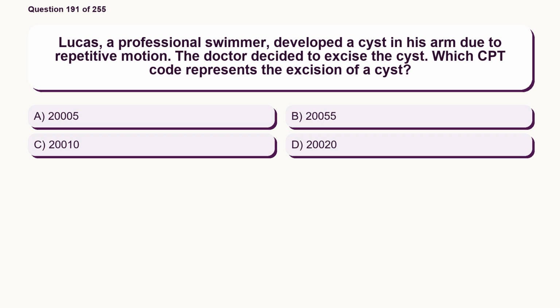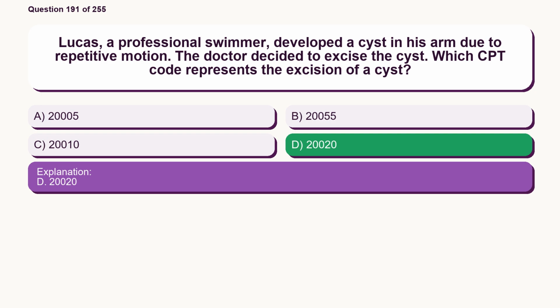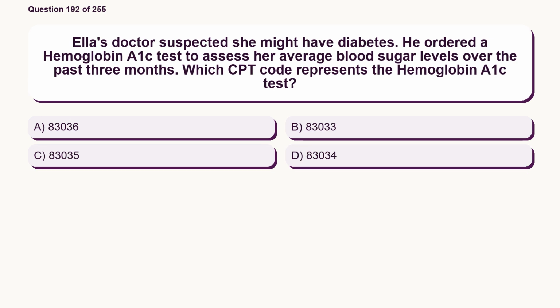Question 191. Lucas, a professional swimmer, developed a cyst in his arm due to repetitive motion. The doctor decided to excise the cyst. Which CPT code represents the excision of a cyst? Option A. 20,005. Option B. 20,055. Option C. 20,010. Option D. 20,020. The correct answer is option D. 20,020. D. 20,020.